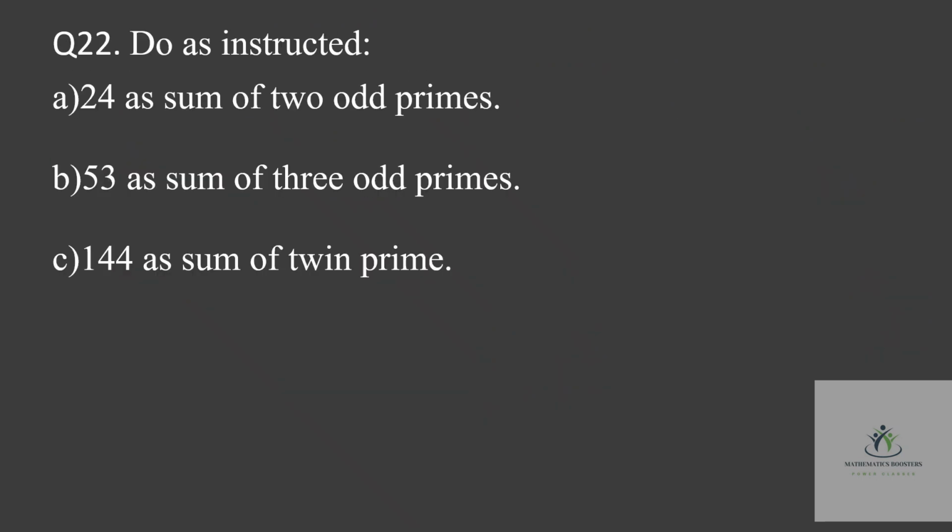Next, express 24 as a sum of two odd prime numbers. So odd prime numbers: 19 plus 5. There are more, 11 plus 13. Then 53 as a sum of three odd primes. So 11, 19 plus 23. There are more combinations you can try.